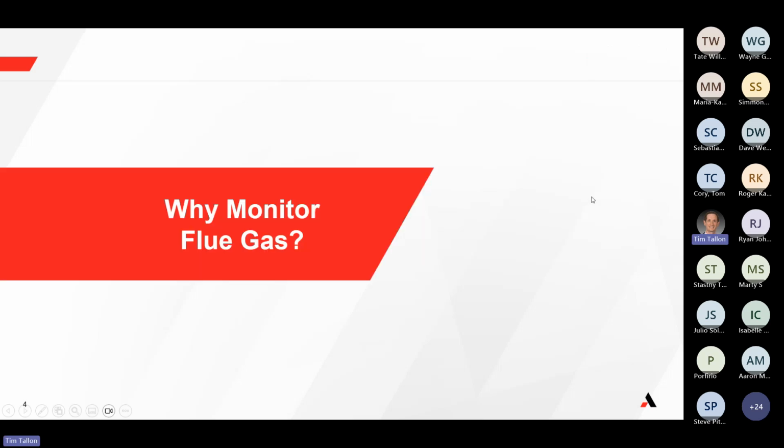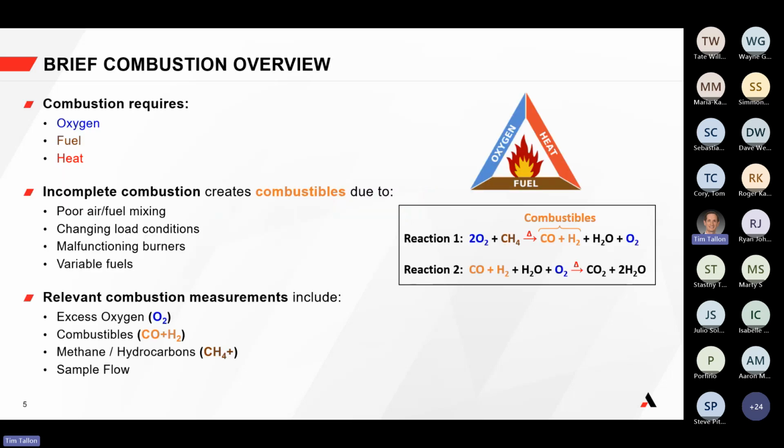So let's get started. So the first question related to the drivers of flue gas analysis, why even monitor the flue gas? And so the first thing to really think about is combustion requires oxygen, fuel, and heat. I mean, that's something that's inherent in the fire triangle. And with that in mind, there is some amount of incomplete combustion. And that creates what we call combustibles.